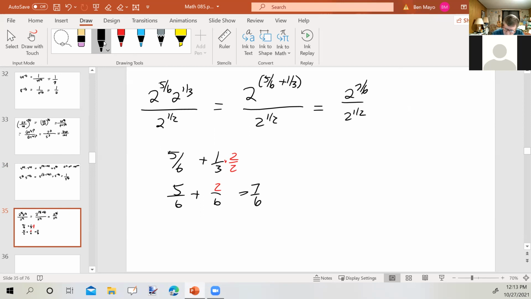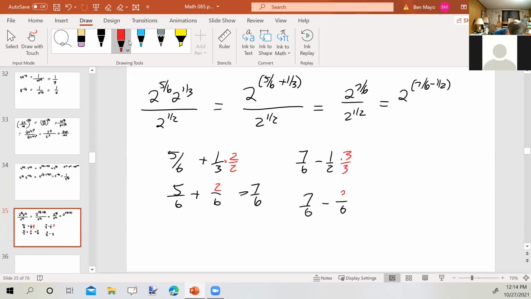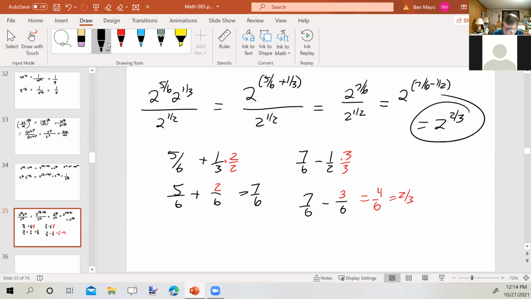But dividing two powers with the same base, you subtract the bottom exponent from the top. So now I've got to deal with 7/6 minus 1/2, which would be 7/6 minus 3/6, getting a common denominator, which is 4/6, which reduces down to 2/3. So my final Jeopardy answer is 2 to the 2/3 power. We're having some fun now. Okay, let's see here.